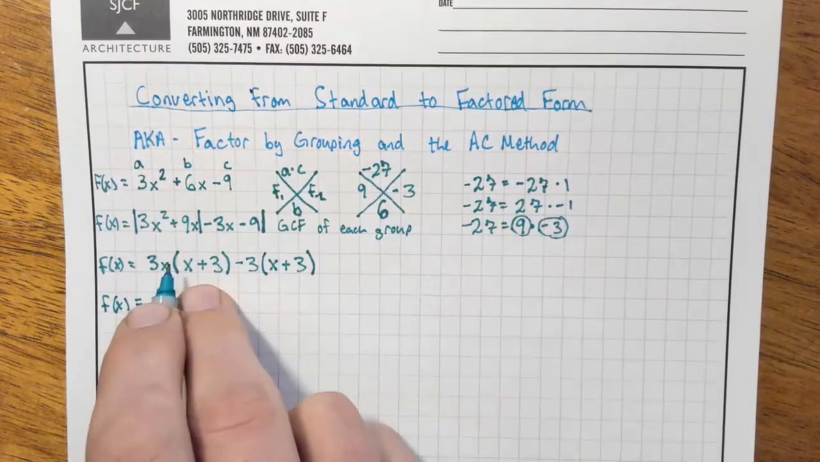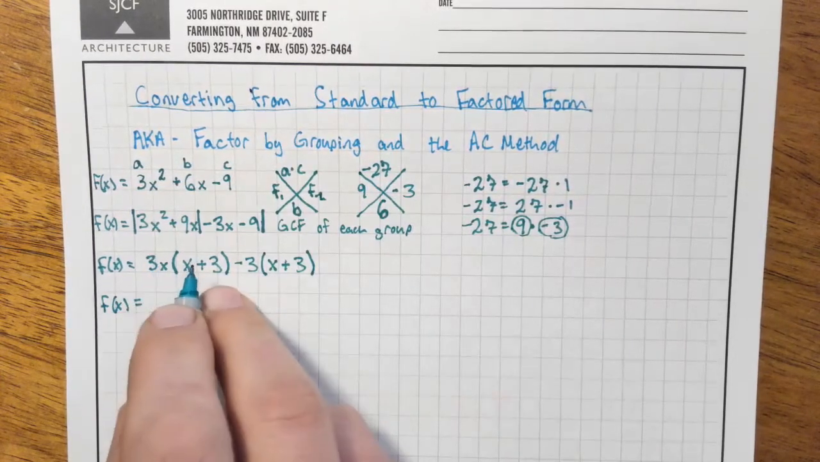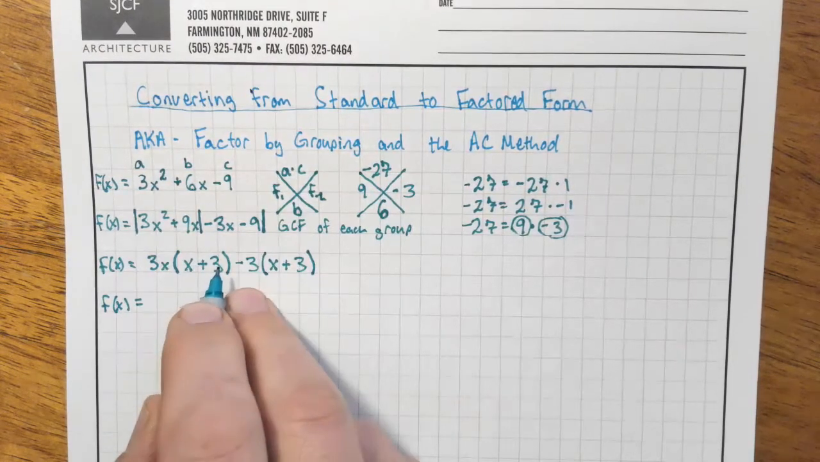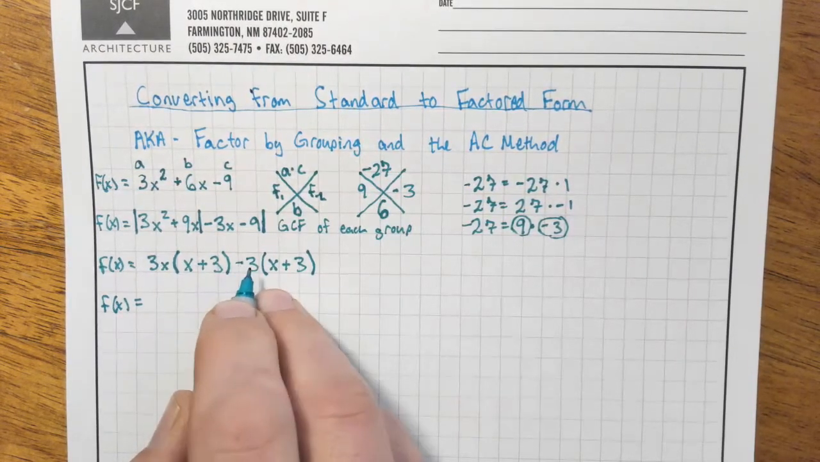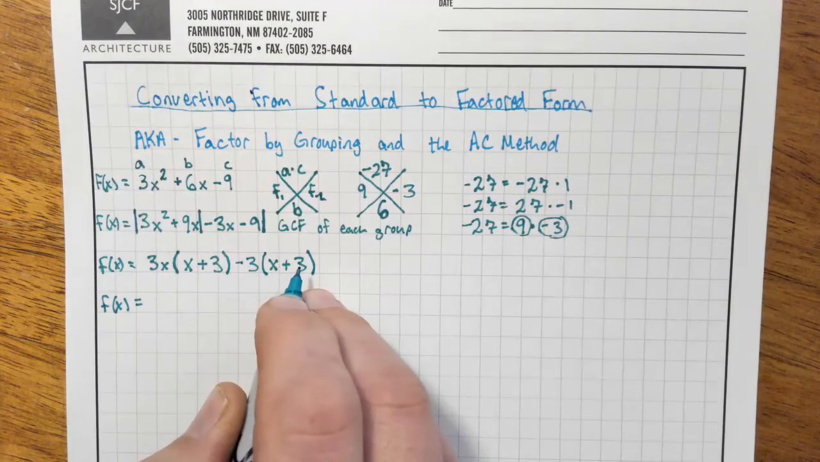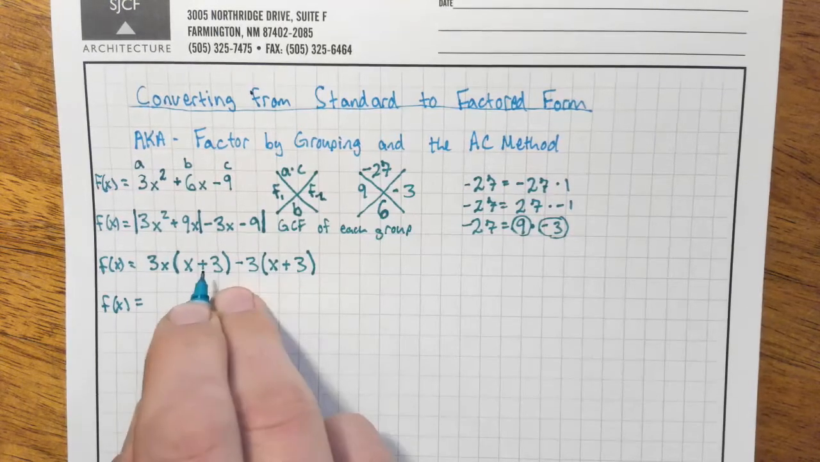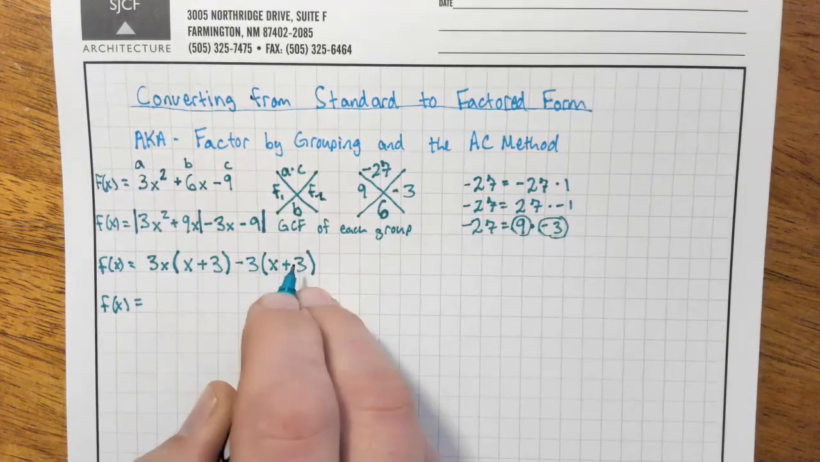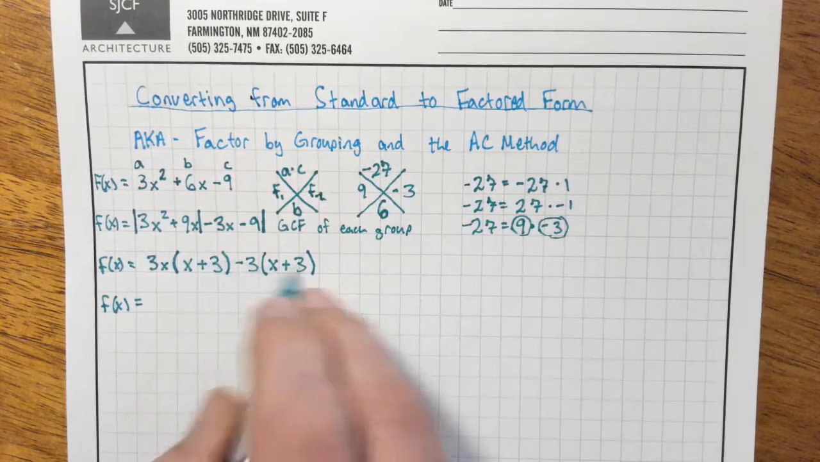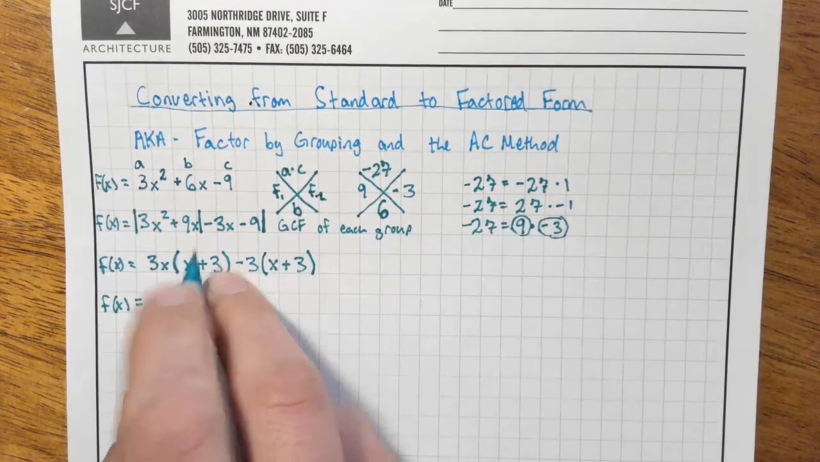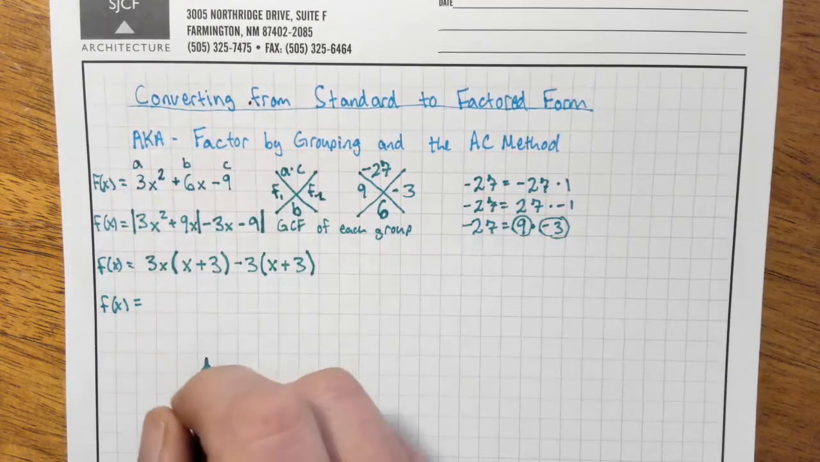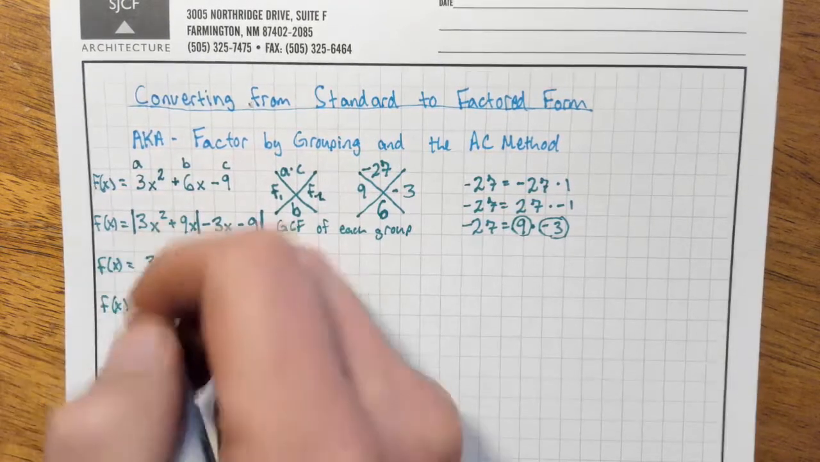Notice that 3x is getting multiplied by x plus 3. Negative 3 is getting multiplied by x plus 3. So one easy way to check your work at this point: these two groups have to be the same exact thing. They have to be exactly the same in order for factor by grouping to work. So anyhow, maybe I'll write it out like this.